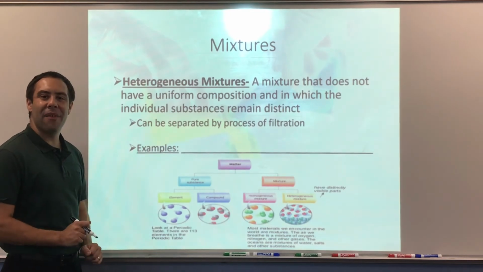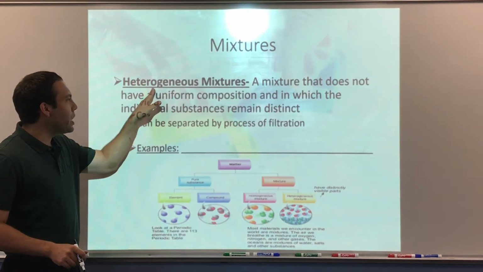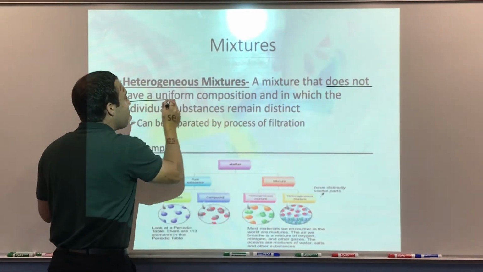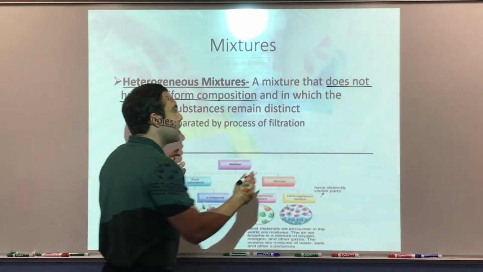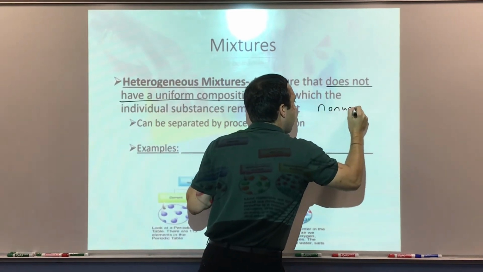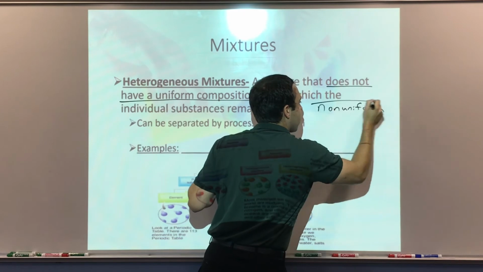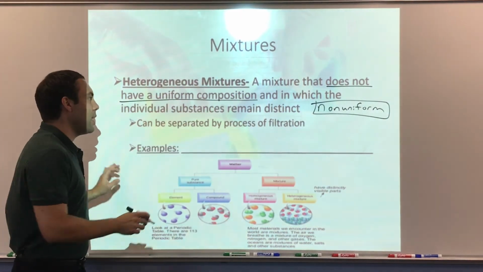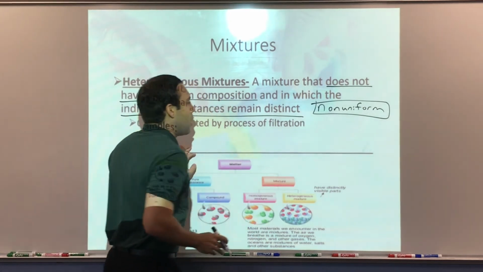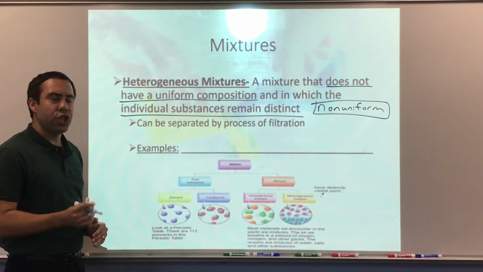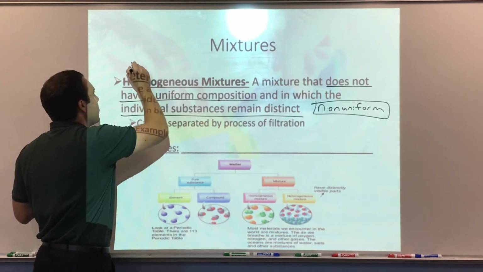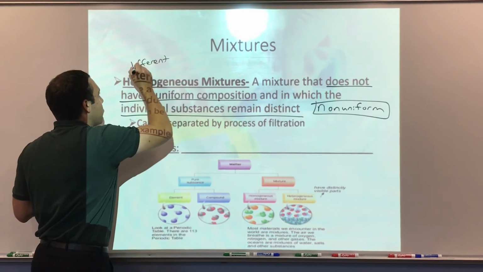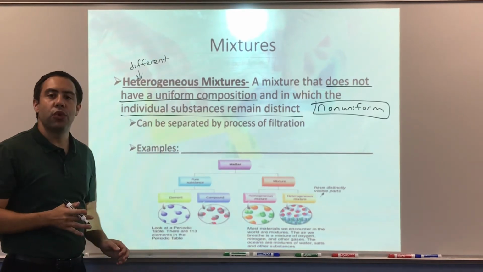And finally, we have heterogeneous mixtures. A heterogeneous mixture is a mixture that does not have a uniform composition. So we could say it is non-uniform, and in which the individual substances remain distinct. So let's look at the word heterogeneous. The prefix hetero means different. And in a heterogeneous mixture, you can see all of the individual components.